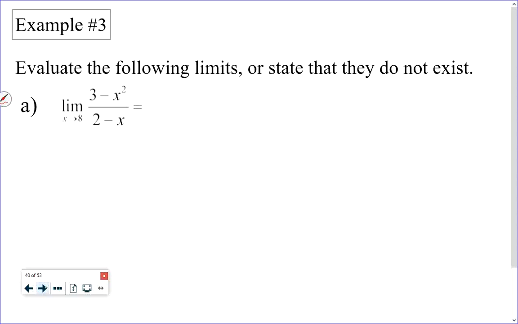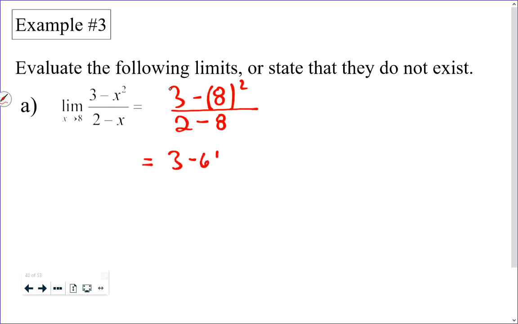So now we're going to work on the examples dealing with finding limits. Evaluate the following limits or state that they do not exist. So the first line of attack is to go ahead and put the value of x in and see if you get a number for this whole expression. So I do. I get 3 minus 64 over negative 6, which is negative 61 over negative 6, I believe. Just double check my math. 3 minus 64 is negative 61. 2 minus 8 is negative 6. So this limit is equal to 61 over 6. Done.